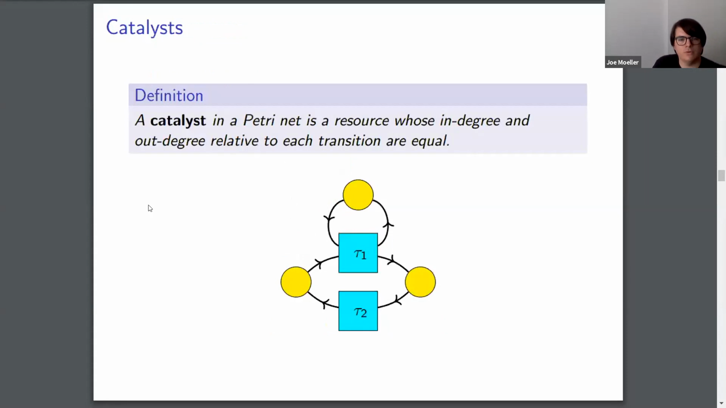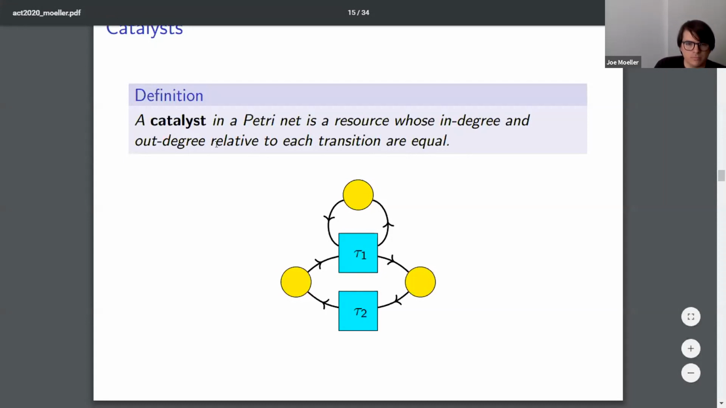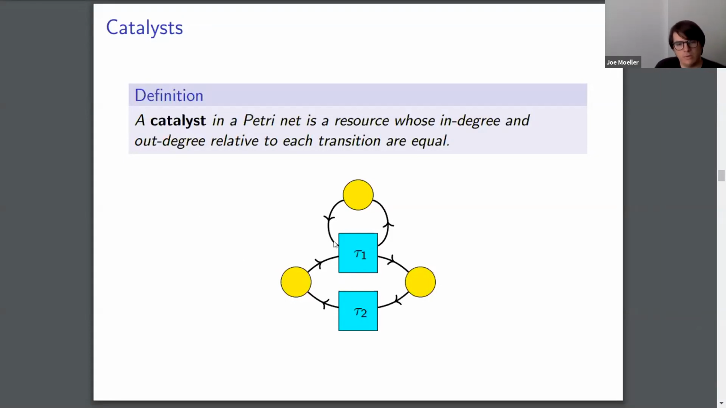The main thing I'm talking about adding to this idea about Petri nets is a catalyst. Drawing from chemistry, a catalyst is something that's involved in a reaction but doesn't actually get consumed by the reaction. There might be different ways of saying exactly what a catalyst is and what it contributes to a reaction, but in the way that I'm going to use it, it's something that is neither consumed nor produced by a reaction. You can express that by saying that the in degree and out degree of a resource is the same whenever you look at a particular transition.